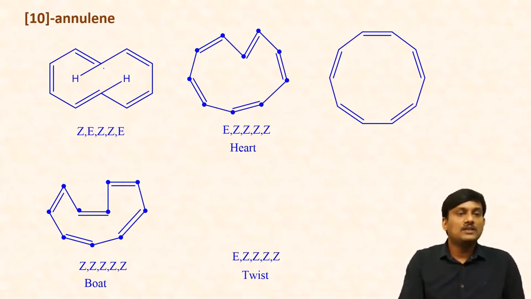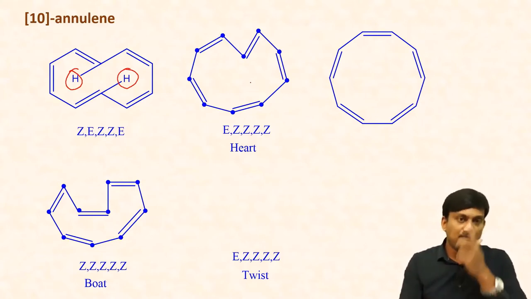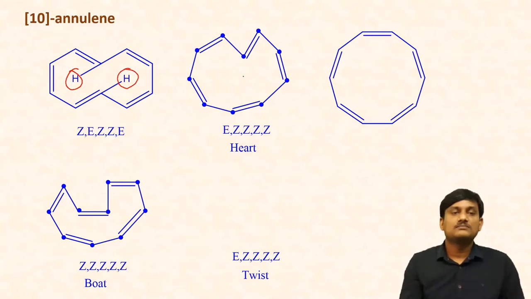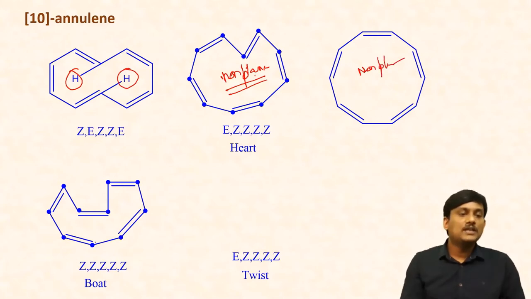Let's take 10-annulene. This is one of the structures of 10-annulene. Here there is a repulsion between these two hydrogens. Due to these repulsions, it gets different shapes. It loses planarity. So if you take this one, it's non-planar. The heart structure of 10-annulene is non-planar, and the boat form is also non-planar. And this is the twist form.